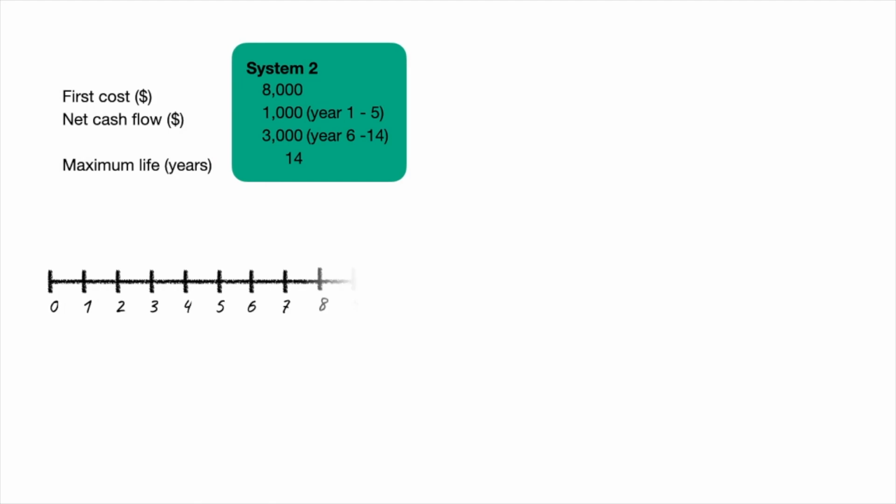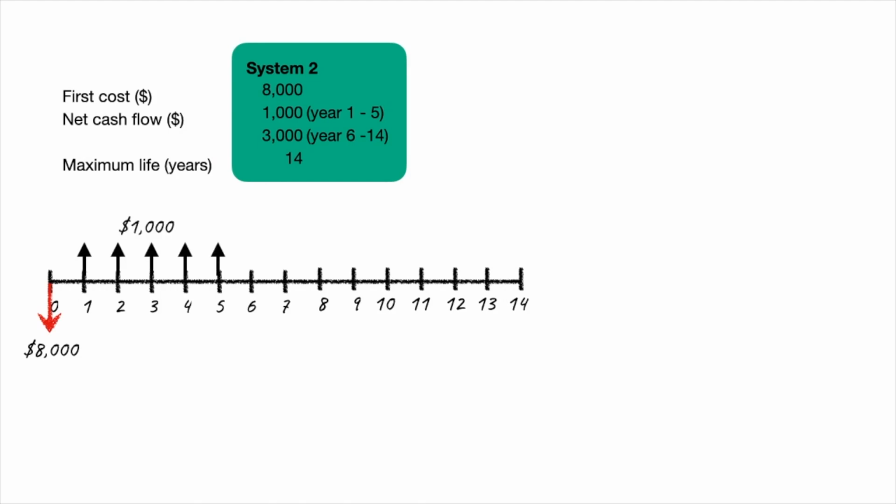Okay, as for the second system, notice that the maximum life is up to 14 years, and it has an initial first cost of $8,000. From year 1 to year 5, the net cash flow is $1,000. From year 6 to year 14, the net cash flow is $3,000. Although it involves two annual series, the annual series is not consistent.